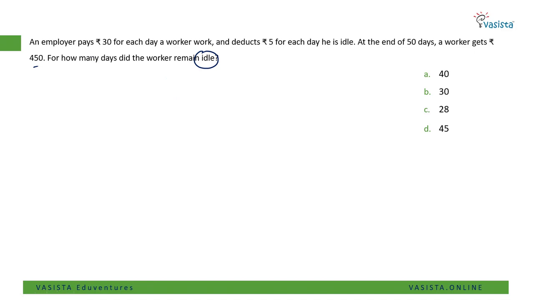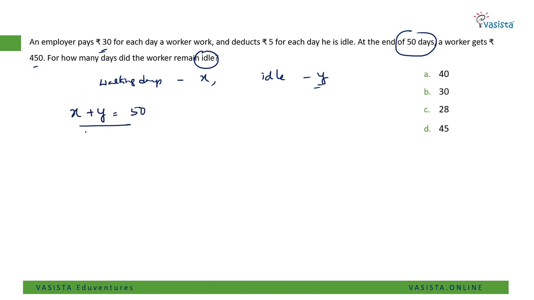Let us consider it this way. He is going to pay 30 rupees for each day he works. So working days I'll consider as X, and idle days I'll consider as Y. The total number of days is going to be 50 days, that is X plus Y equals 50. I'll consider this as equation 1.